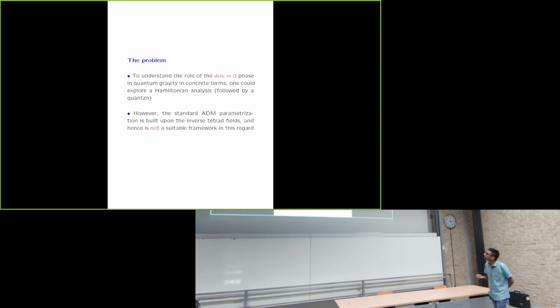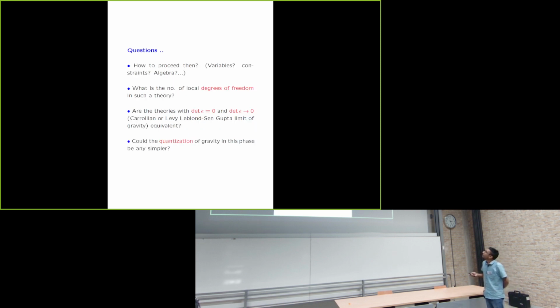Right? However, there is a problem. The standard ADM parameterization is essentially built upon inverse tetrad fields and hence is not a suitable framework in this regard if one wants to develop a Hamiltonian theory using the ADM parameterization. So now what to do?